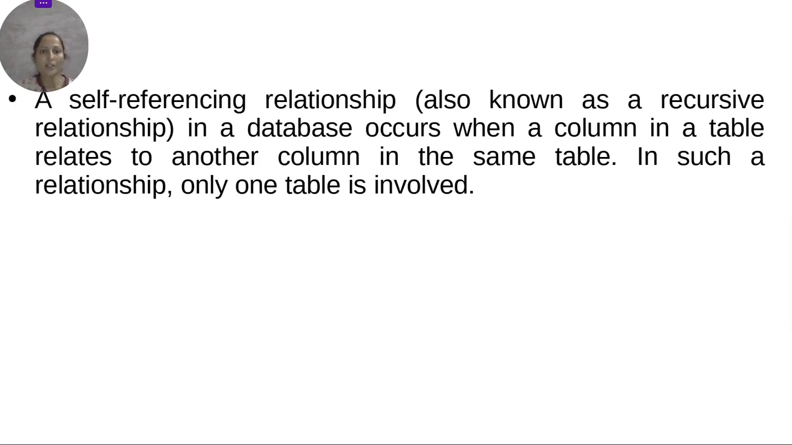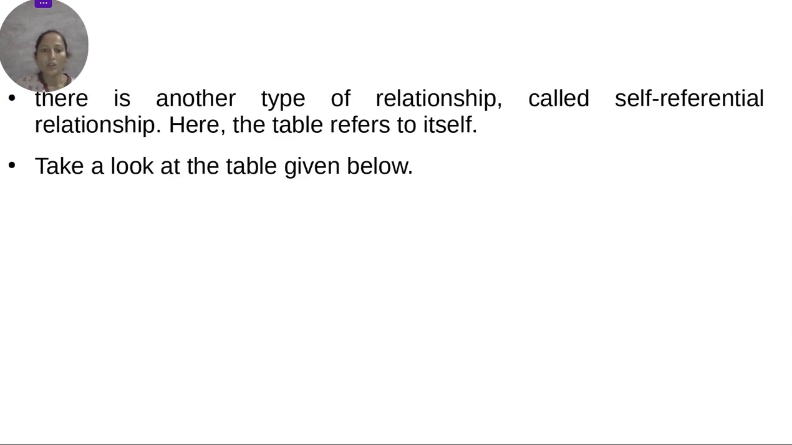A self-referencing relationship, also known as a recursive relationship in a database, occurs when a column in a table relates to another column in the same table. In such a relationship, only one table is involved. There is another type of relationship called self-referential, which means the table refers to itself. The first type was a table relating to another table; this is another one.